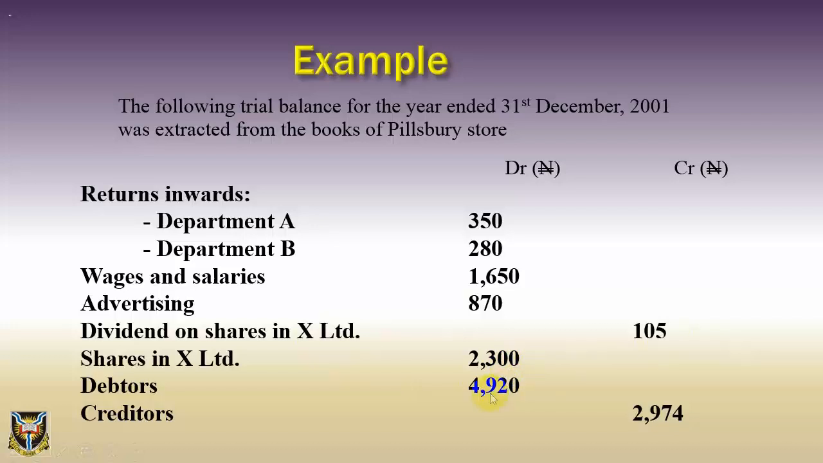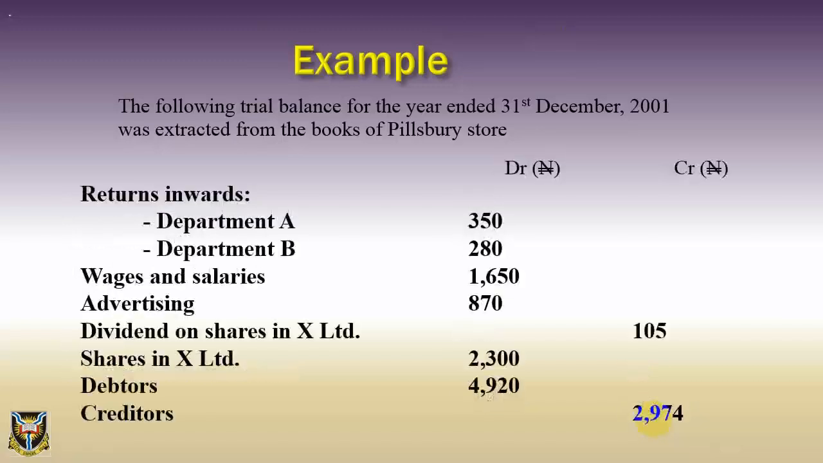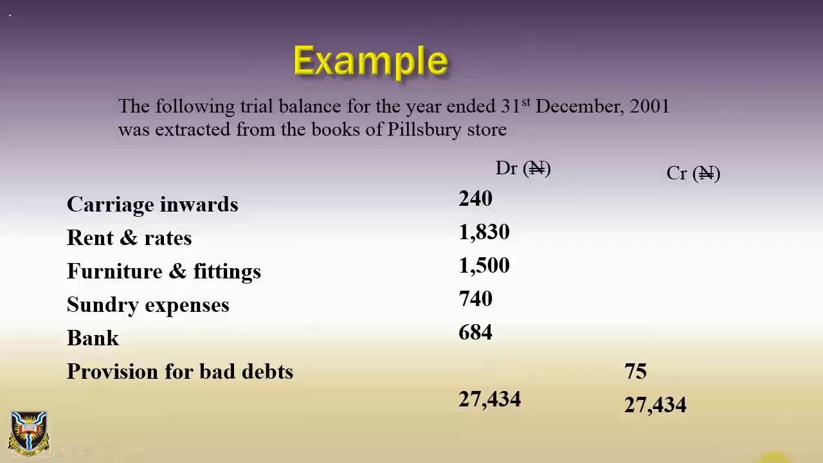Debtors, debit side 4,920. Creditors, credit side 2,974. Carriage inwards, debit side 240. Rent and rates, debit side 1,830. Furniture and fittings, debit side 1,500. Sundry expenses, debit side 740. Bank, debit side 684. Provision for bad debt, credit side 75.